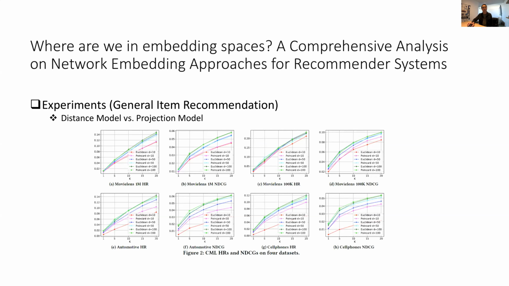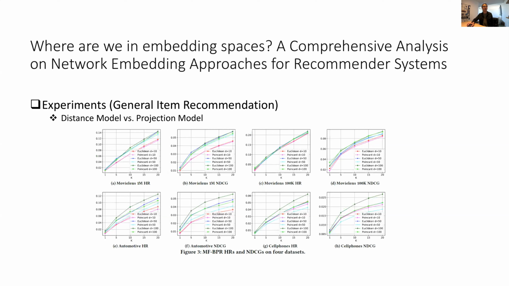Recall that CML is a distance model, which suggests that the distance model is a good choice for learning hyperbolic embeddings. However, what about projection models? Does hyperbolic space still outperform Euclidean space in projection models? To answer these questions, let's take a projection model, for example MFBPR, to quickly capture the idea.